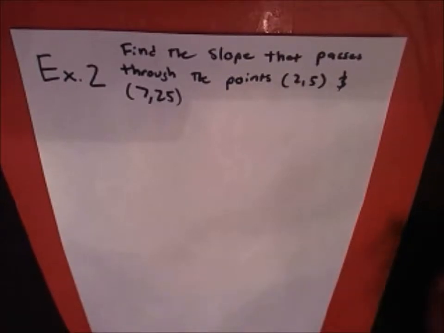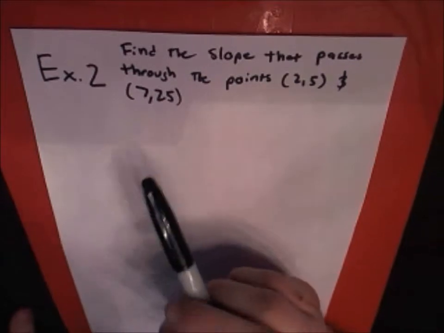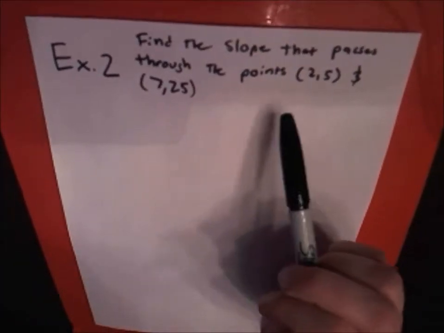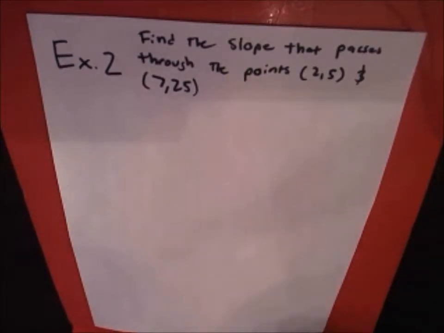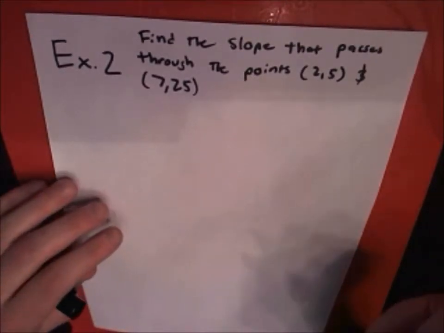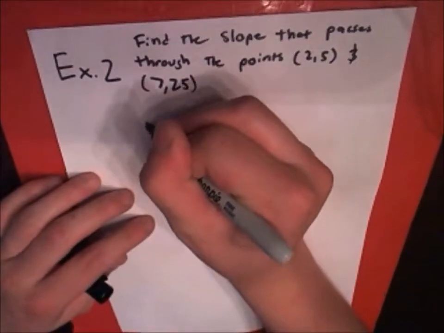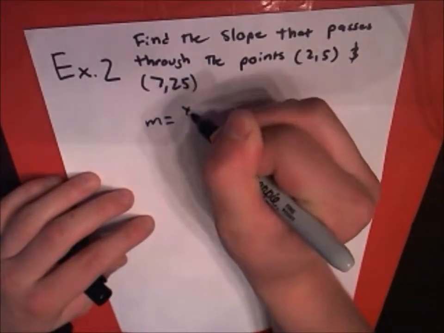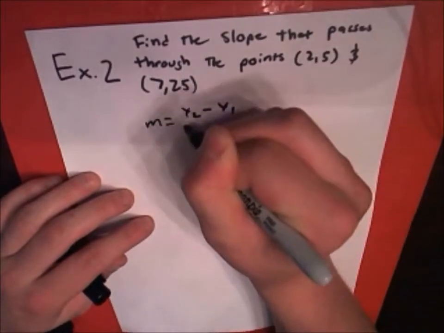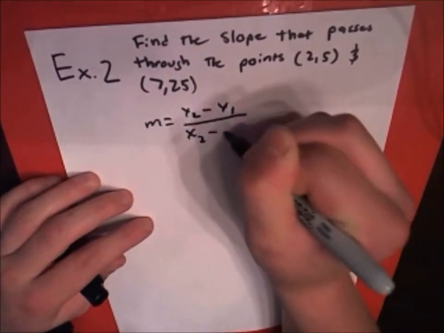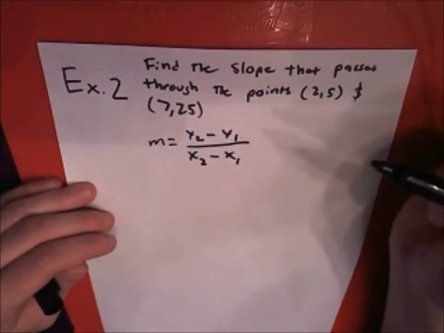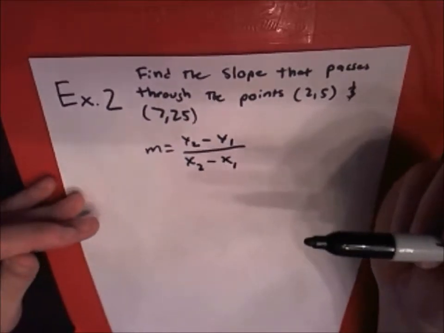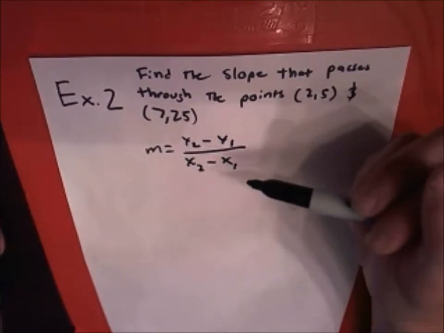For our next example, we have one that is specifically focused on slope. So, we have the question, find the slope of the line that passes through the points (2, 5) and (7, 25). Now, as we know, rise over run, equation of slope, m equals y2 minus y1 over x2 minus x1. Now, for the 2 and 1, we can assign it to any point, but we have to make sure the 2's go together and the 1's go together.